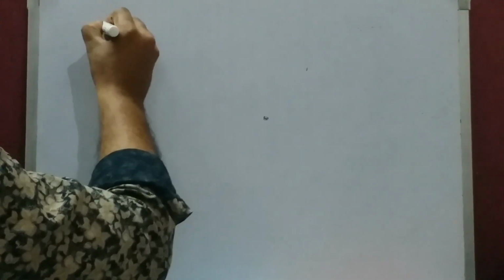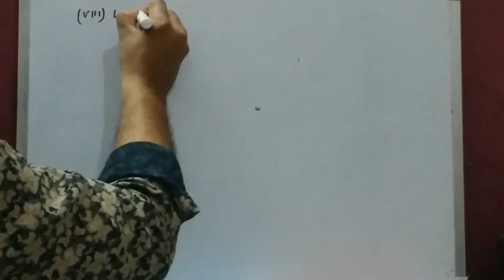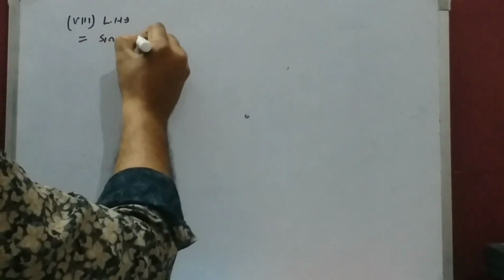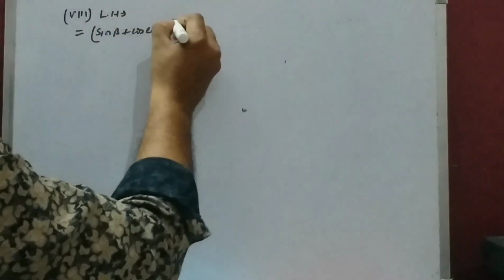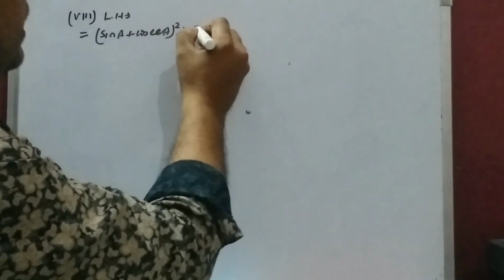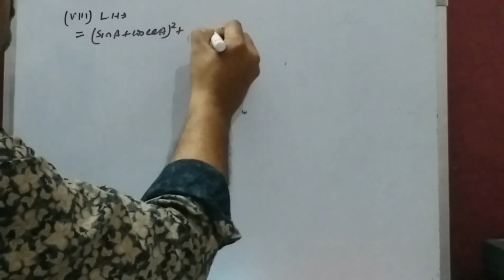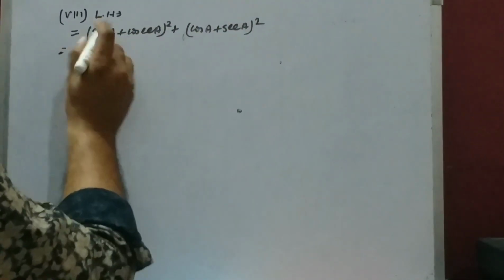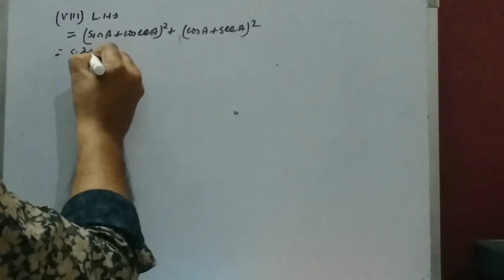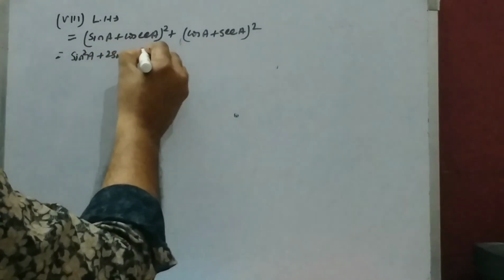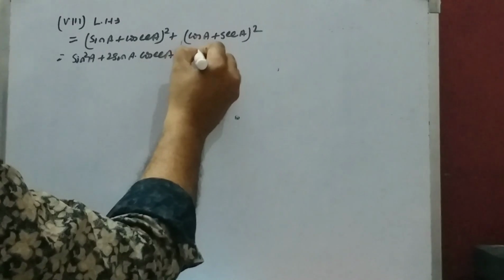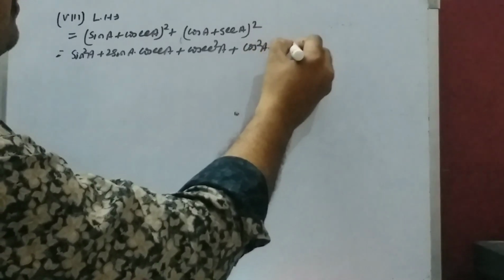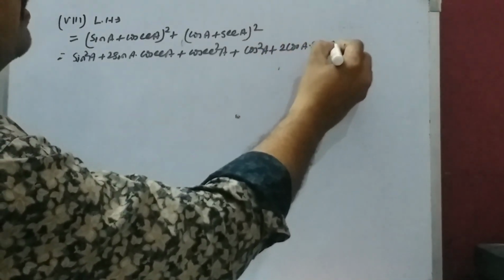Now question number 8. LHS is equal to sin A plus cosec A the whole square plus cos A plus sec A the whole square. And now open this bracket. This is sin square A plus 2 sin A into cosec A plus cosec square A plus cos square A plus 2 cos A into sec A plus sec square A.